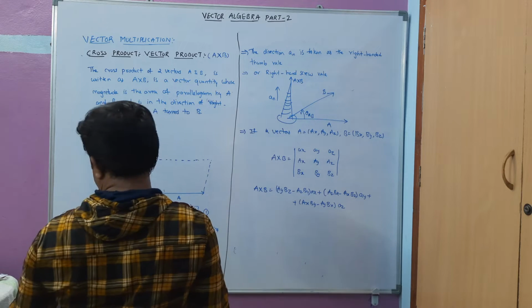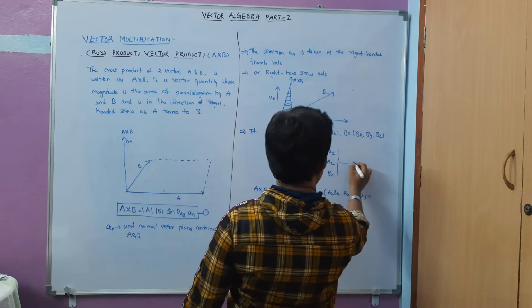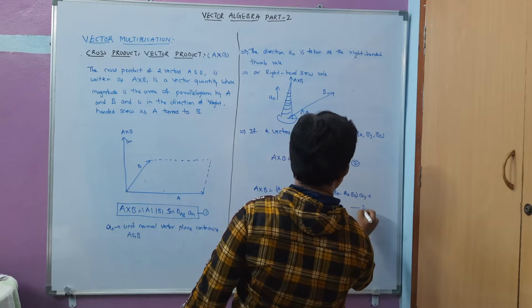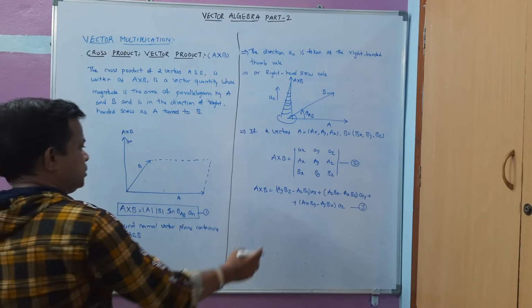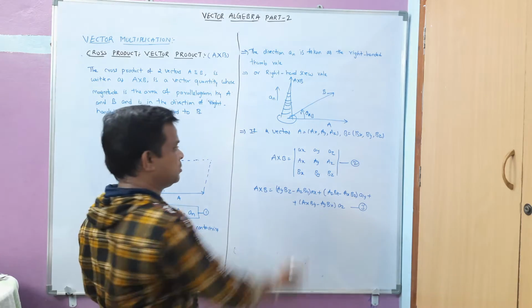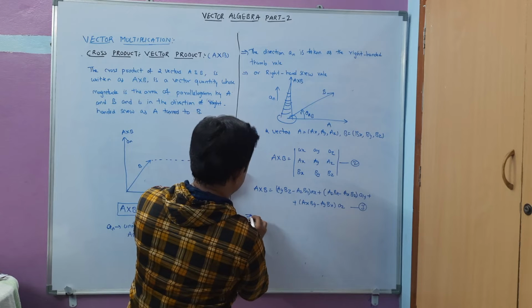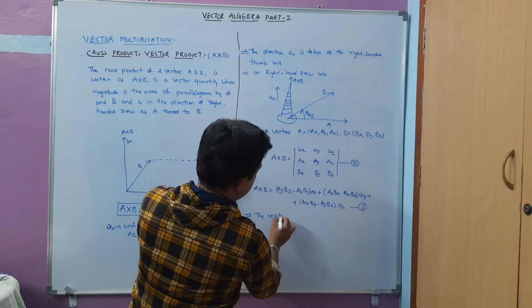So this is another equation, let us take this as equation 2 and this as equation number 3. Now this cross product we are going to get by the result of cyclic permutation.